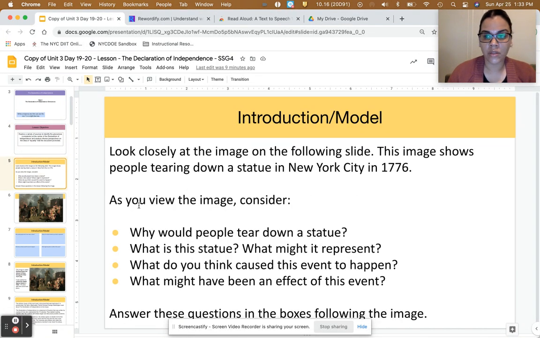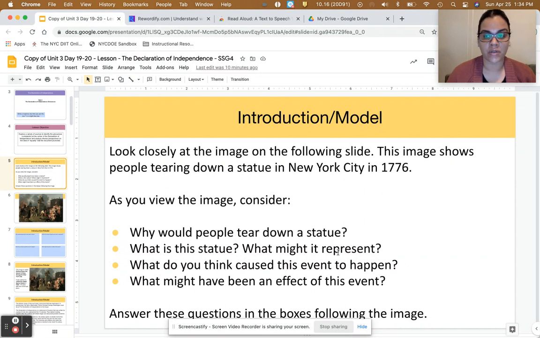Okay, so the lesson starts off with students analyzing an image. Students should listen to the image. If students are working in small groups for the introduction, maybe one person or two people can be assigned as the readers. As they're analyzing the image, they should discuss the answers to the following questions.